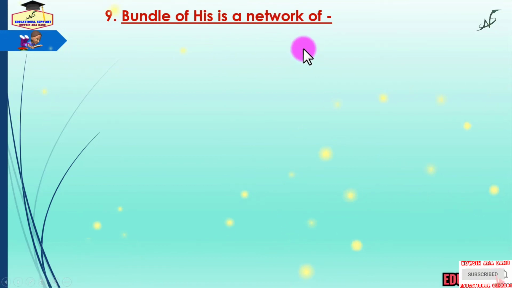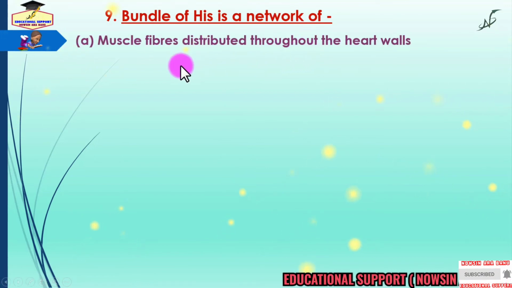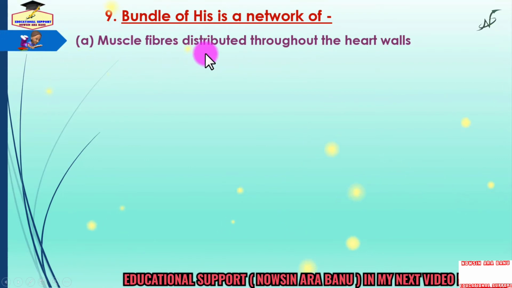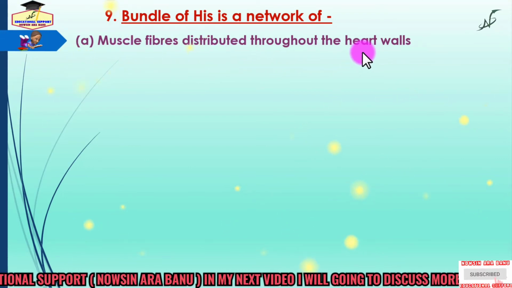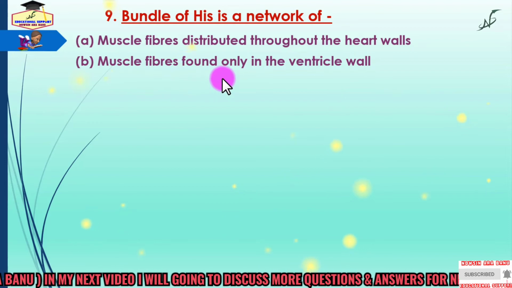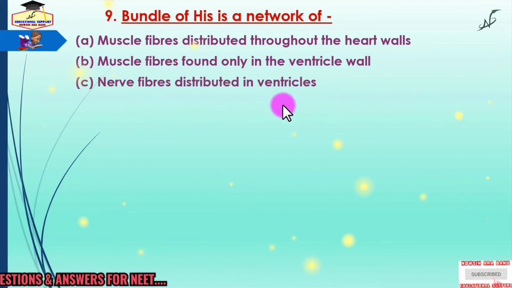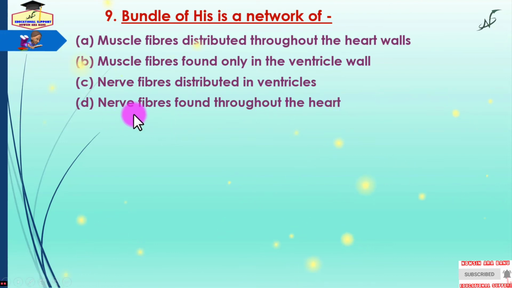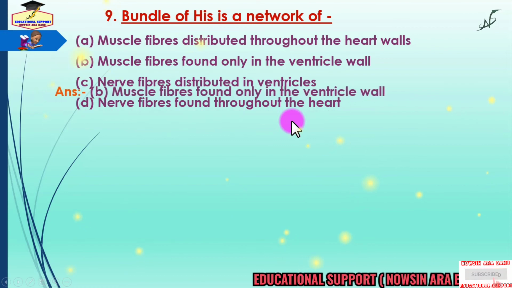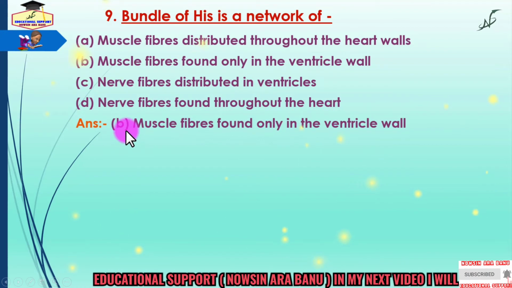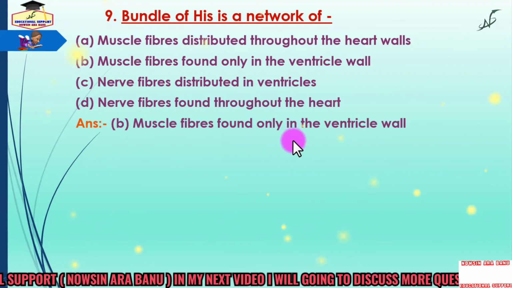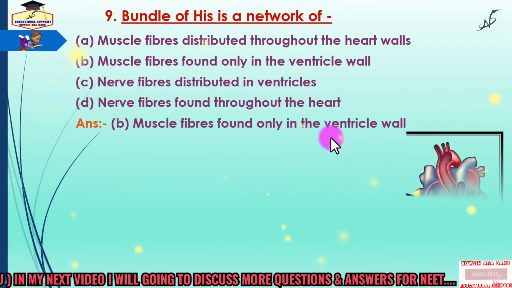is a network of, and the options are: muscle fibers distributed throughout the heart wall; muscle fibers found only in the ventricle wall; nerve fibers distributed in the ventricle; and the last one is nerve fibers found throughout the heart. So the answer is option B, muscle fibers found only in the ventricle wall.